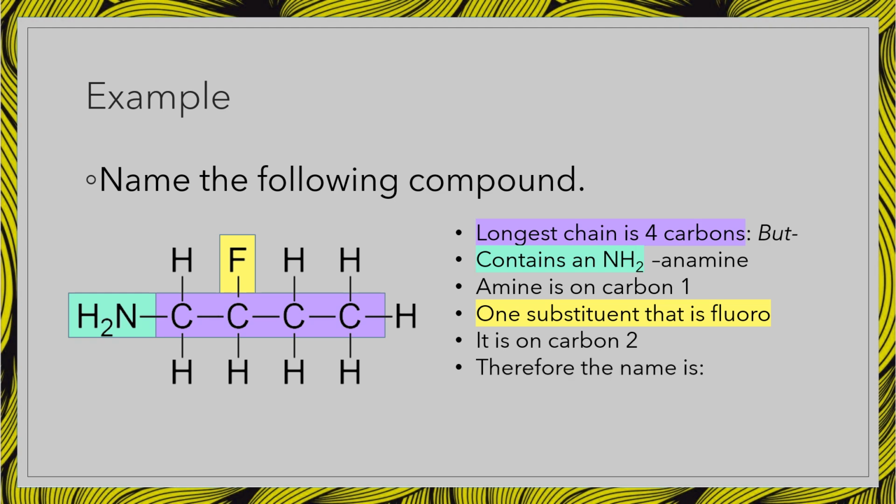And so therefore the name is 2-fluorobutane-1-amine. Okay, so remember the number for our functional group, we always put it after the "an", so "an-1-amine". And it's important that we number where the amine is.